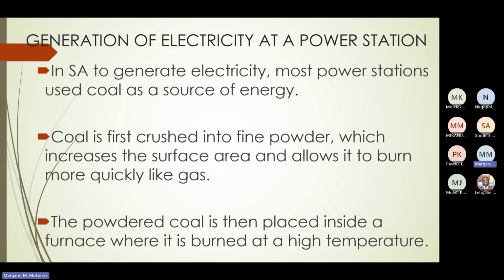Coal is first crushed into fine powder. Remember, coal comes in large lumps, so it comes as lumps that are so big. It needs to be crushed into powder, which increases the surface area and allows it to burn more quickly, like gas, because when you ignite gas, it starts burning. So that's why it is crushed into powder. The powdered coal is then placed inside a furnace where it is burned at a high temperature.